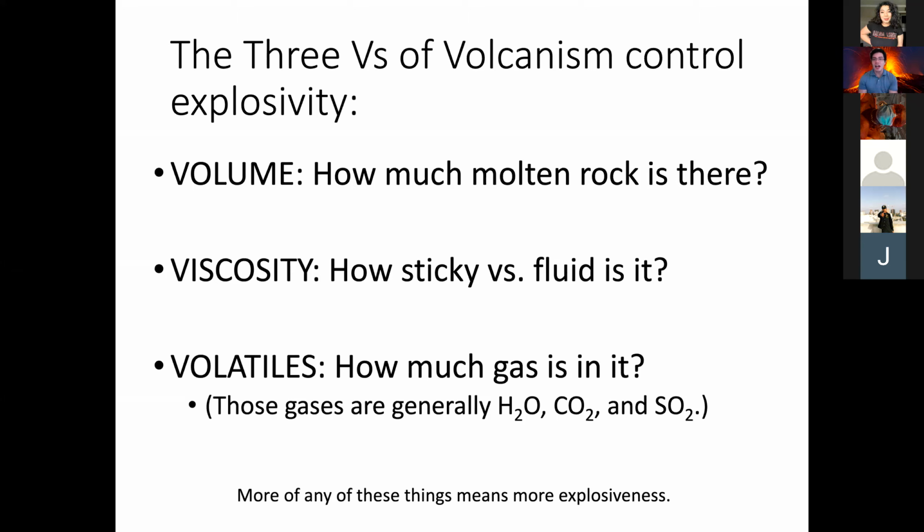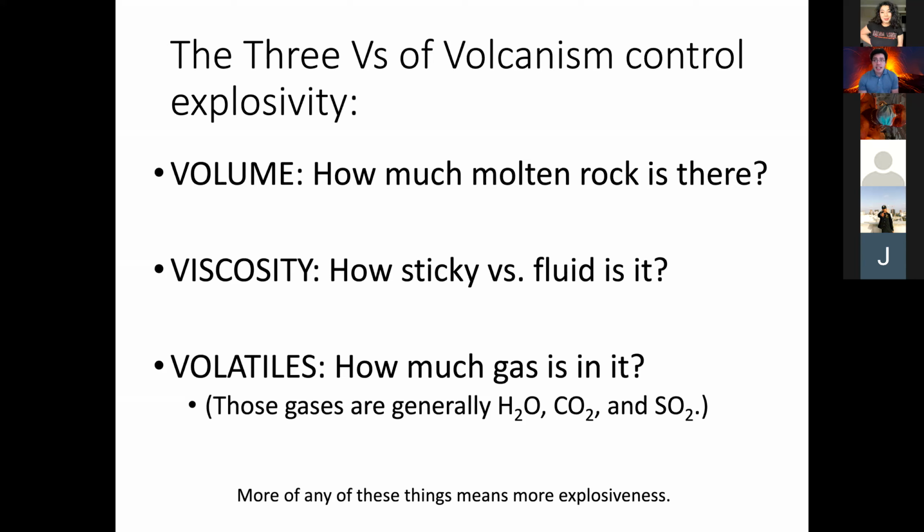Regardless, Hawaii has a high volume. There's a lot of it, which is why it was able to erupt from 1983 to 2018. But you can have a low volume effusive eruption. But now let's say you had a lot of stuff, or even a little bit of stuff, and it's very sticky, and there's a lot of gas trapped in it.